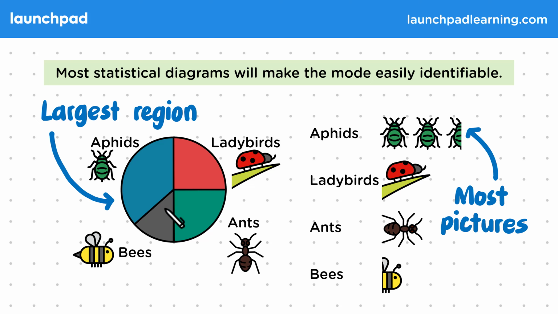The modal value for the pie chart is the one with the largest region, and for a pictogram, it's the one with the most pictures. In this example, aphids are the modal group. Other diagrams like bar charts would show the mode by the tallest bar or vertical line. What about a frequency table? How do we find the mode here?